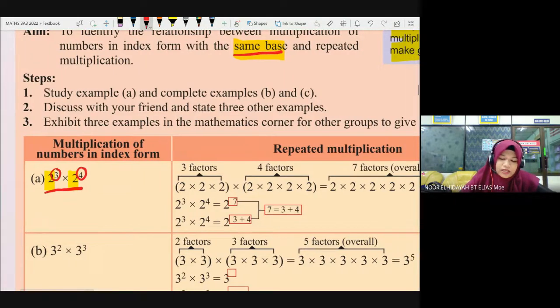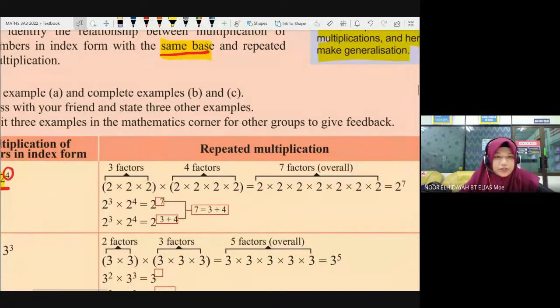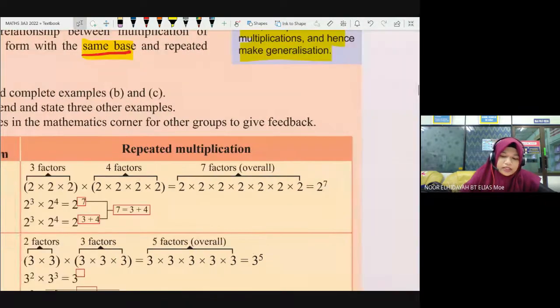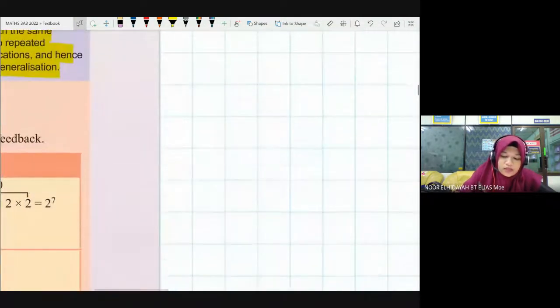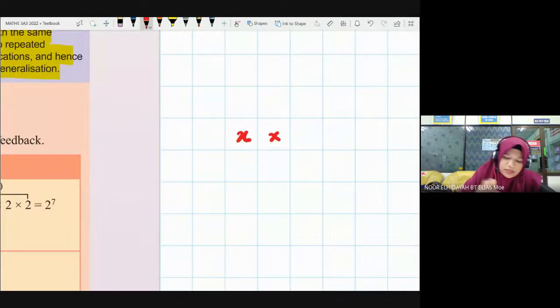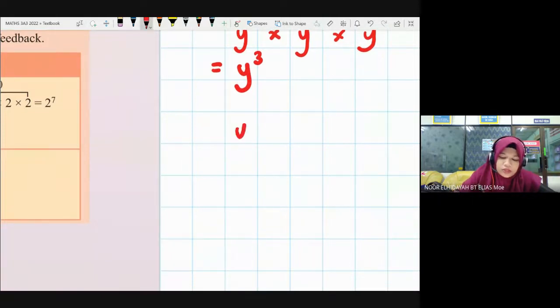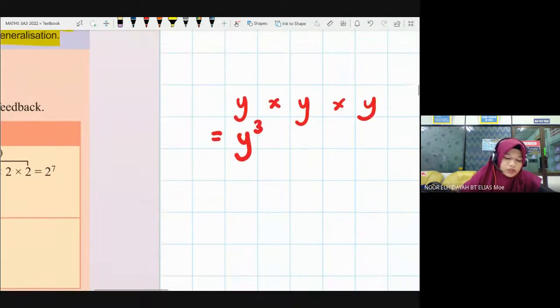Kalau sebelum ni yang awak dah belajar algebraic semasa form 1, awak tahu yang, cikgu tunjuk dulu sebelah ni. Y times Y times Y, awak akan dapat Y to the power of 3. Ini yang awak dah belajar semasa form 1. Tak apa, kita akan tengok example ni dululah supaya awak tak confused pula.